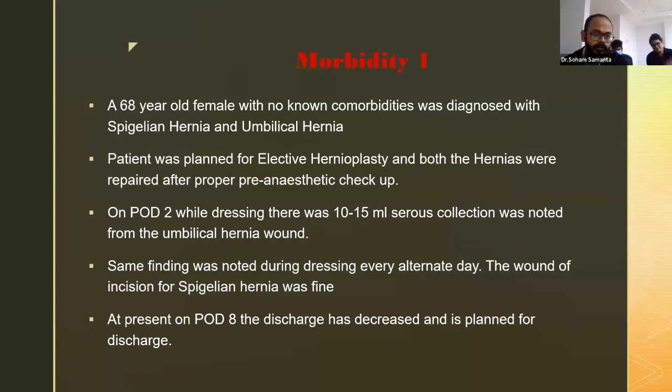Raise that flap. This is the hernial gap in the umbilical; dissect the Spigelian gap. How do you intraoperatively diagnose a Spigelian hernia with the flap? What is the diagnostic point for a Spigelian hernia versus an incisional hernia which is coming out through the side?